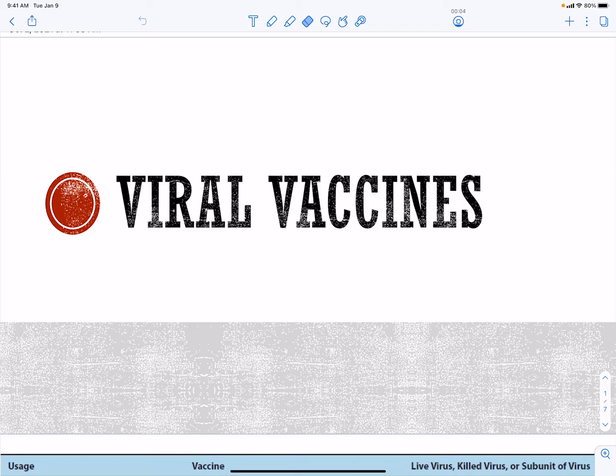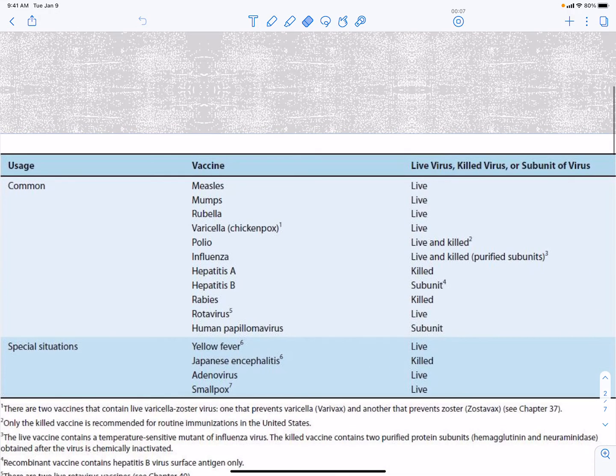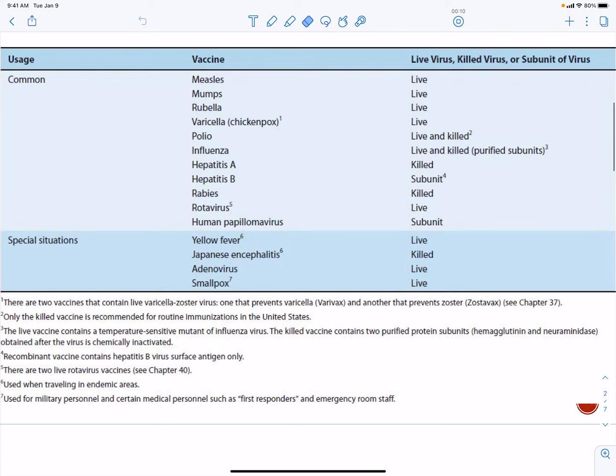Okay, so here we're going to talk about viral vaccines. And so there's a list of vaccines that are commonly used or in special situations. And of course, we can add to this SARS-CoV-2. SARS-CoV-2 is quickly becoming a vaccine preventable disease. But you can see here that we have a bunch of viruses that are targeted by vaccines for protection.